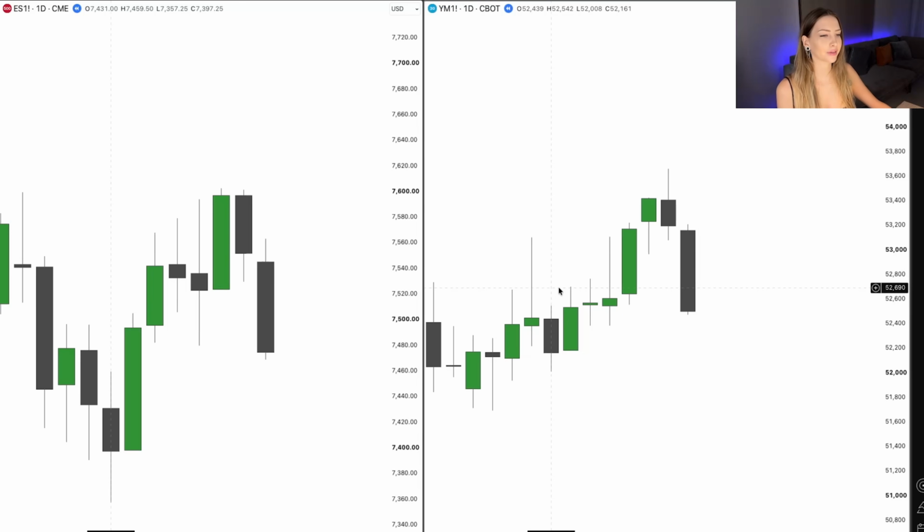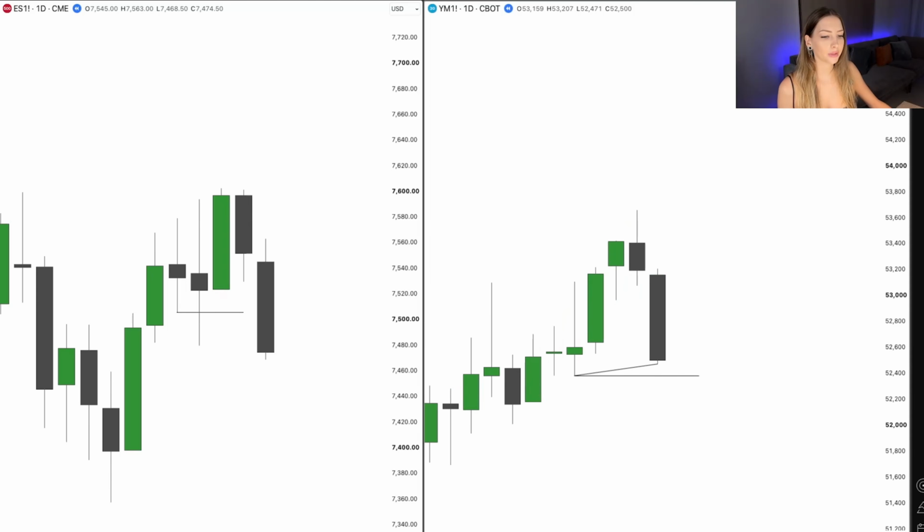Now here's another example. We are on YM and ES on the daily chart, and here we have a low that has not been taken by YM, and we have the same low which already has been taken by ES. So this is my SMT divergence. Now, am I expecting this SMT to push price higher? Well, not really. Why? Because the low of the candle is very close to the daily low.